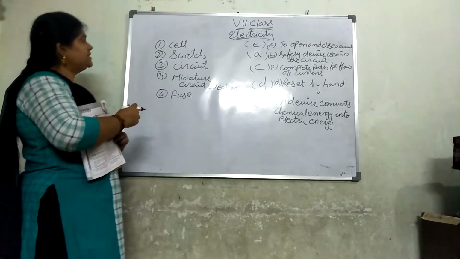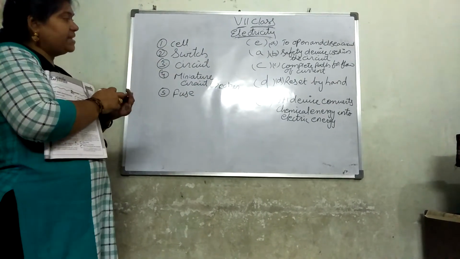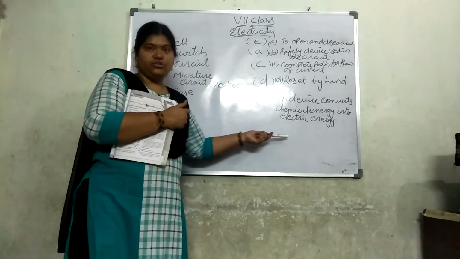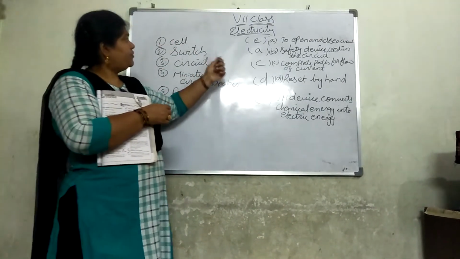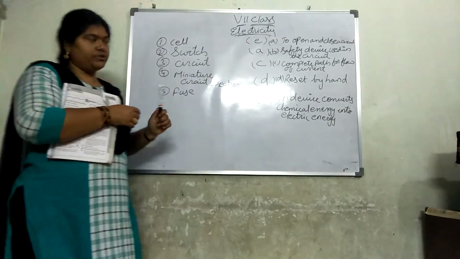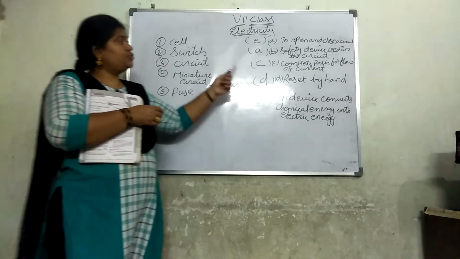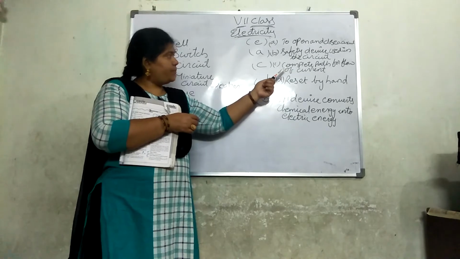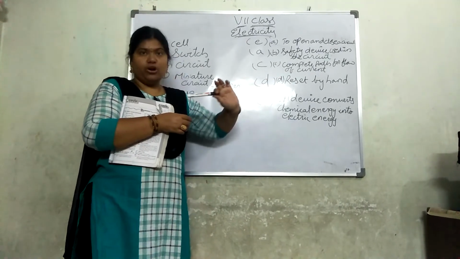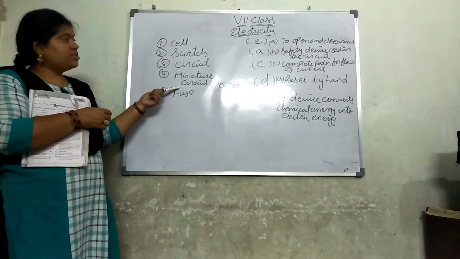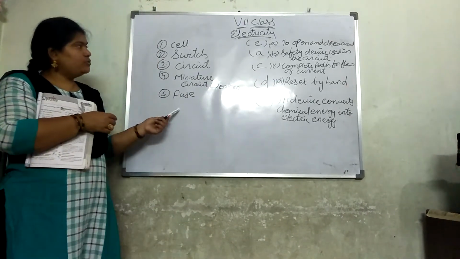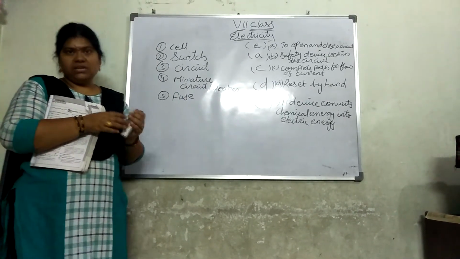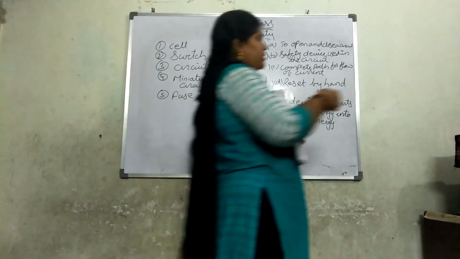So please check your answers. Cell, a device converts chemical energy into electrical energy. Switch, it is used for what? To open and close the circuit. Then circuit, it is used for what purpose? Complete path of flow of current. Miniature circuit breaker, to reset by hand. And fuse, safety device used in the circuit. So let us go for the next one.